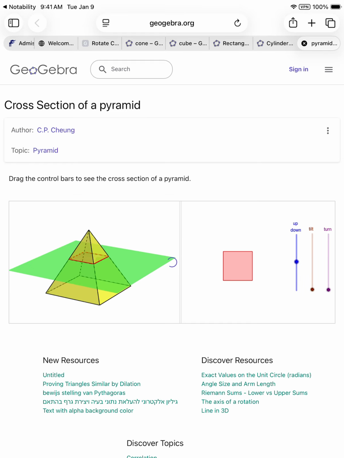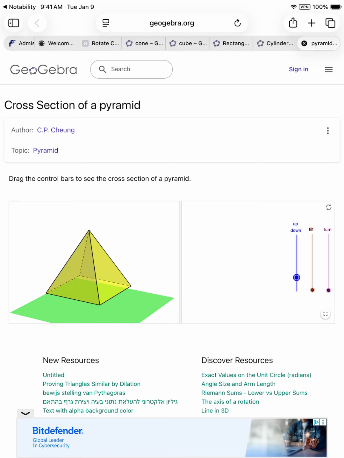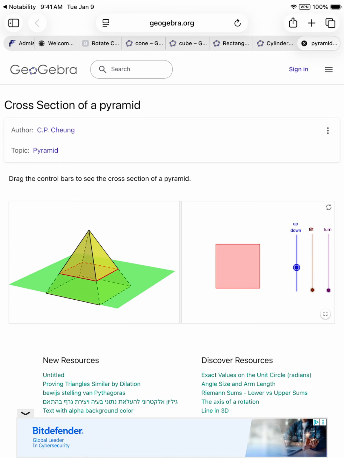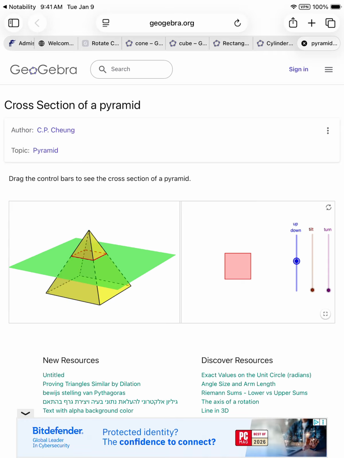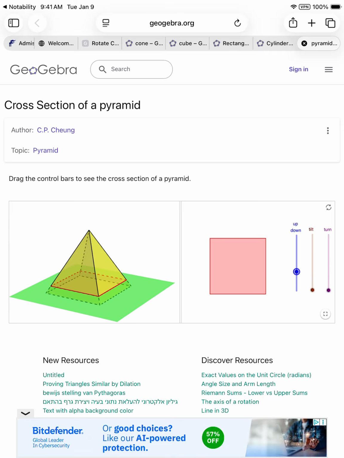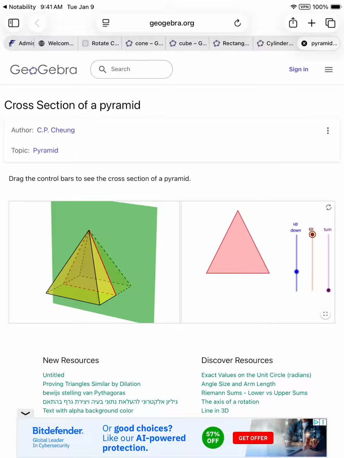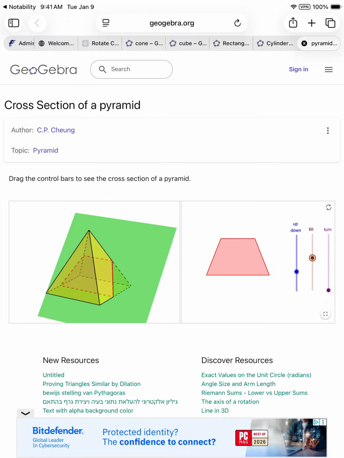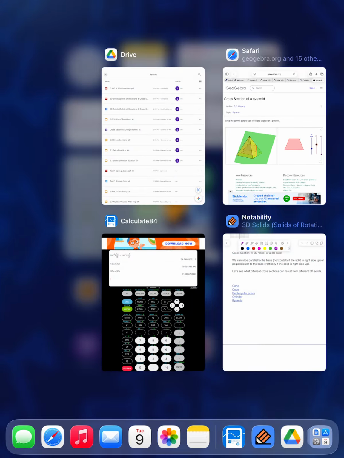And here we're going to start off with parallel to the base. And notice how parallel to the base, this is a square pyramid, so we have a square, the same as the base. The squares change in size, but it's still a square. If I do perpendicular to the base, I get a triangle, the same as the faces. And if I do a slanted cross-section, diagonal, I do get a trapezoid. So that's an interesting one as well, that you can get a trapezoid from a pyramid.